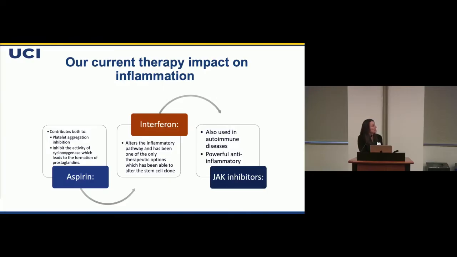And then JAK inhibitors, interestingly, are quite strong anti-inflammatory drugs, and JAK inhibitors are also used widely in autoimmune diseases. So there's a lot of commonalities between MPN and autoimmune diseases, in particular in the common use of JAK inhibitors.